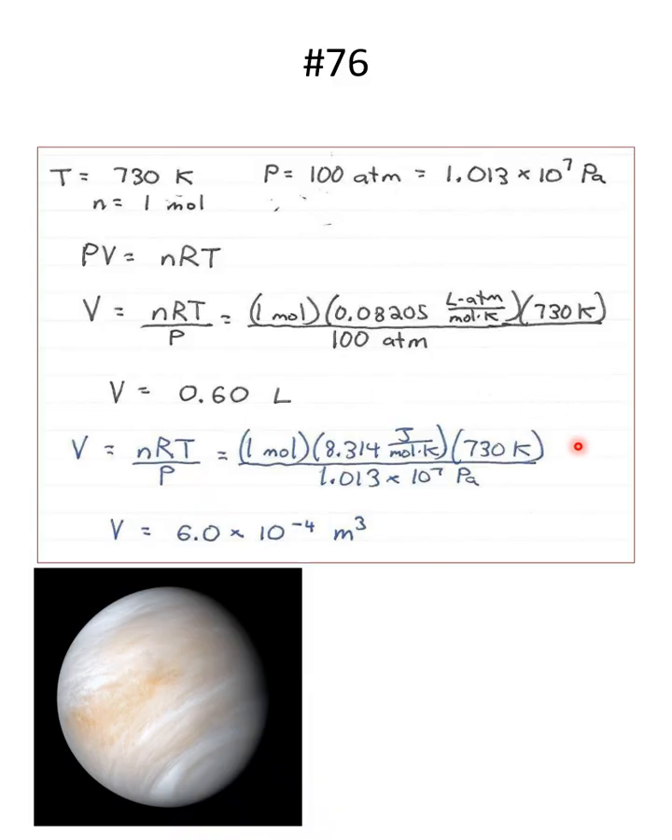Now in the blue ink down here, I've done it in MKS units, so we're going to end up with cubic meters. nRT over P, we have 1 mole. R is 8.314 joules per mole Kelvin. We have the temperature of 730 Kelvin. And now we're going to use pascals, 1.013 times 10 to the 7th pascals. And we get 6 times 10 to the negative 4 cubic meters. And that is the same as what we got up here, 0.6 liters.